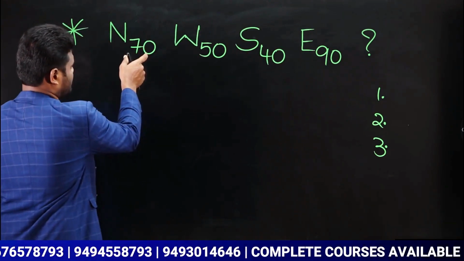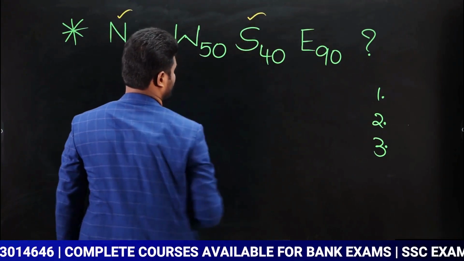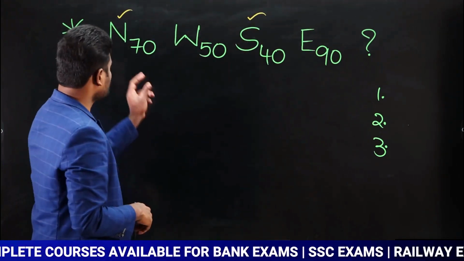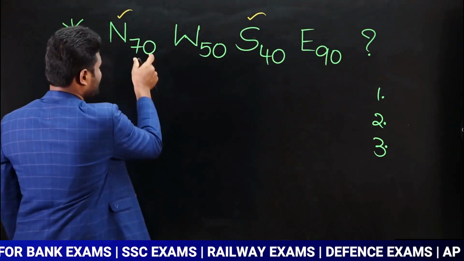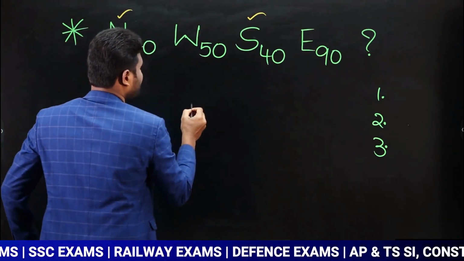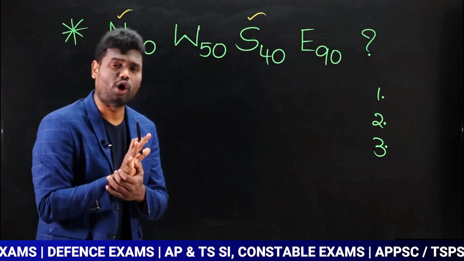Here this is north. What is opposite to north? Opposite to north is south. Yes or no? Opposite to north is south. So you have to subtract this. When you subtract 70-40, difference is how much? First I am going to explain in a normal traditional way.